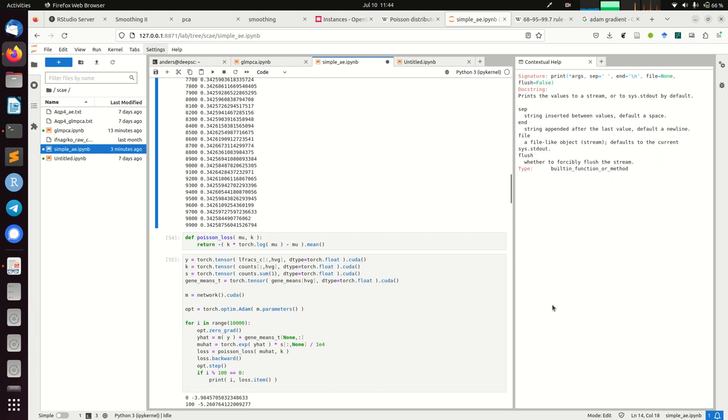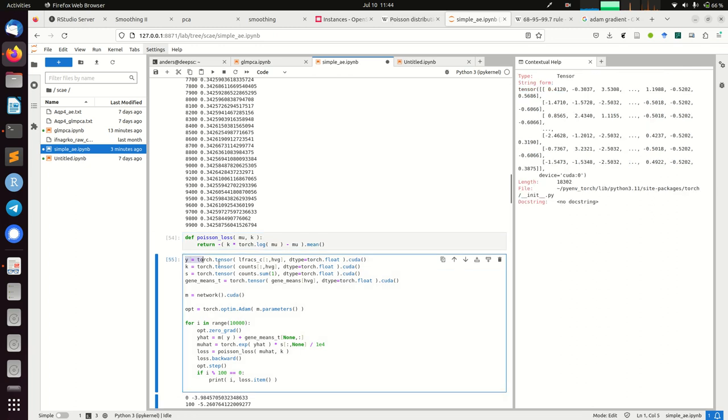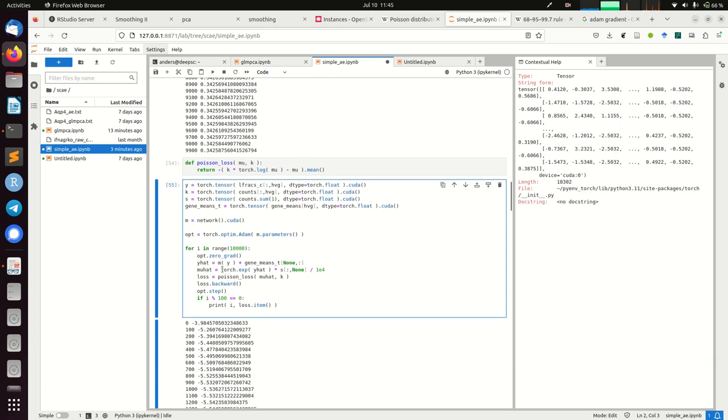And now we decide, let's switch the whole thing to a Poisson loss. So I've written here my Poisson loss formula as k times torch log mu minus mu, and the mean of that. I now move the k, the counts, and the totals also with CUDA to the GPU. And I am again making my network run the same loop, only this time I've replaced my loss function by this Poisson loss function that I've defined here.